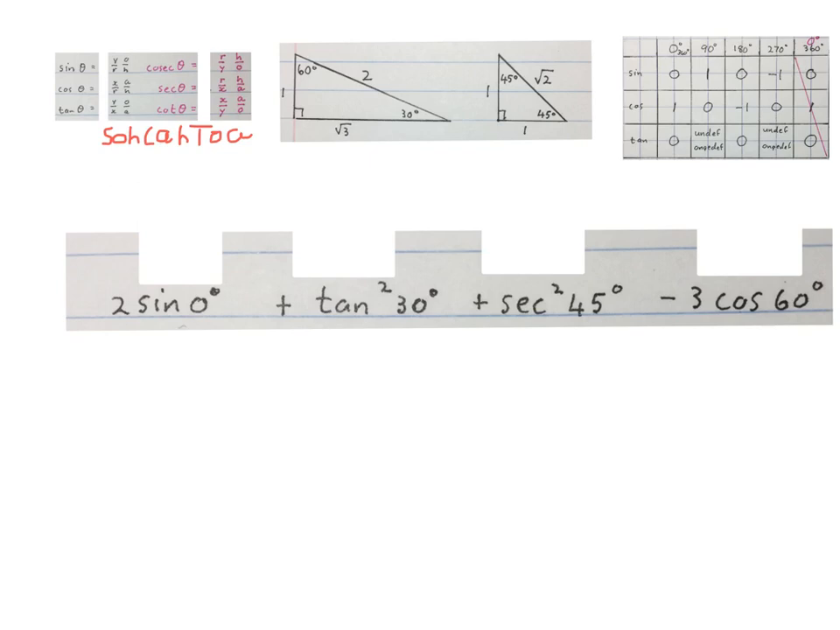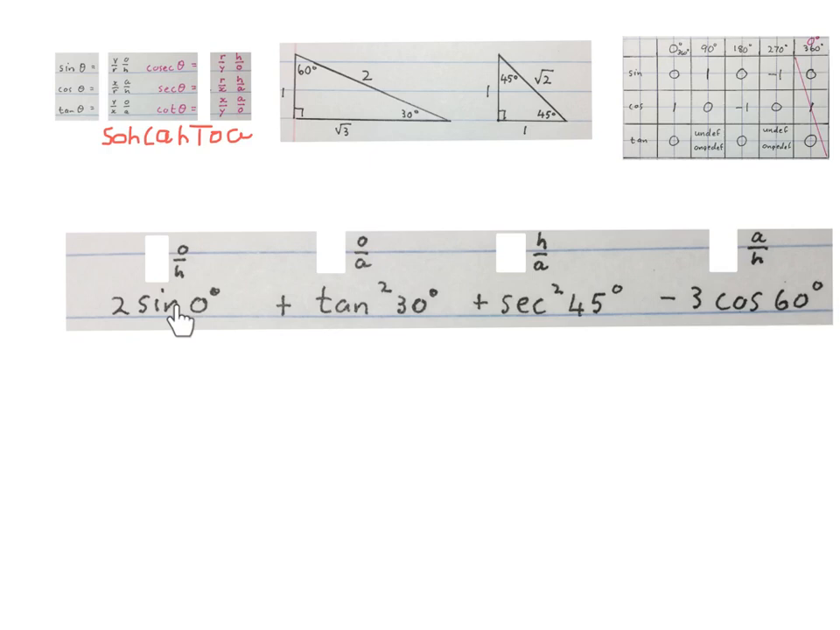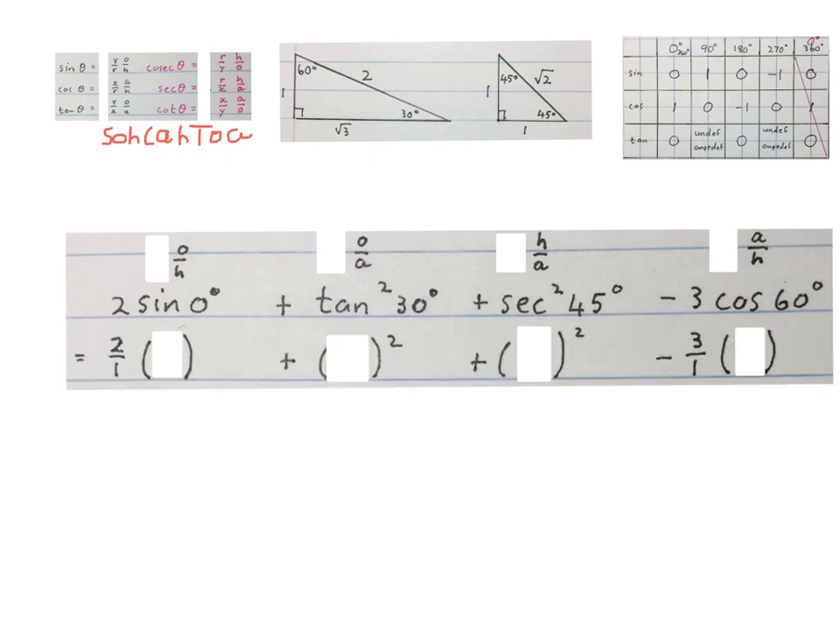Remember, plus and minuses break a sum up. I get my ratios from my 6 function names and their ratios. So sine is O over H, tan is O over A, sec is H over A, and cos is A over H. Remember to put all the special angles in brackets and everything else outside of those brackets.